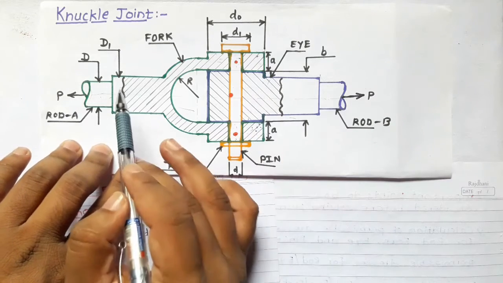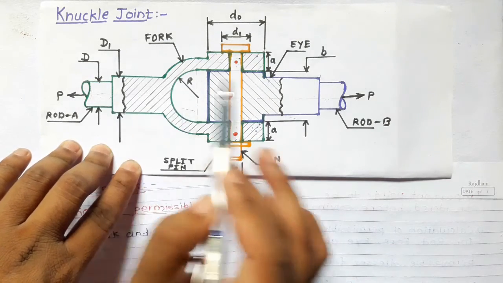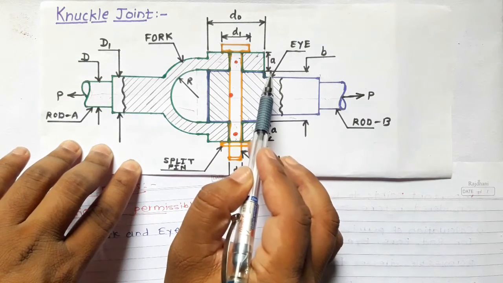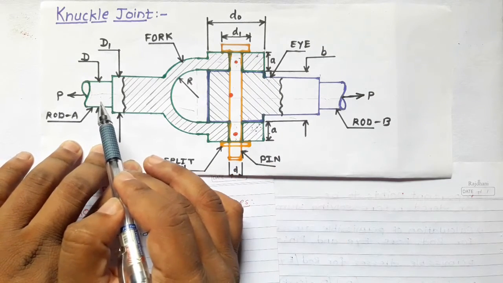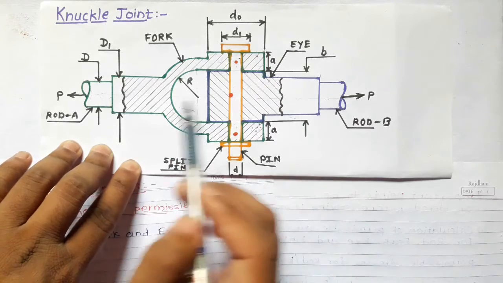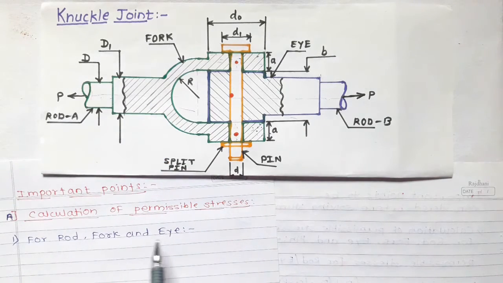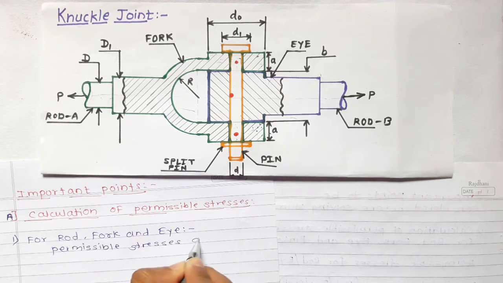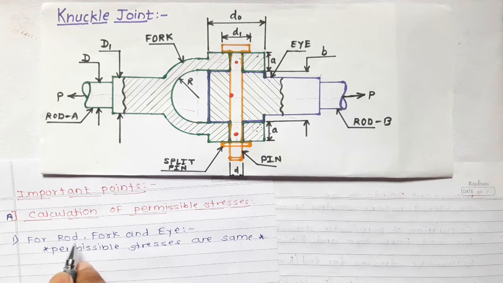That means the permissible stresses for rod and fork are the same, and the permissible stresses for rod and eye are the same. In most cases the material of the rod is the same, so therefore the permissible stresses for rod, fork and eye are always the same. So we can write that the permissible stresses for these three regions, rod, fork and eye, are always the same.